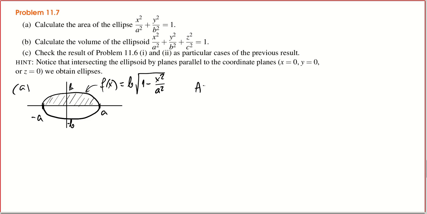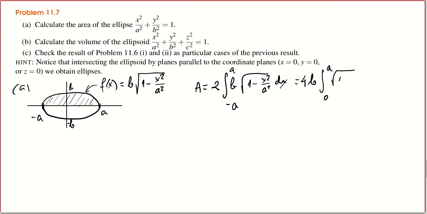So the area of the ellipse is 2 times the integral from minus a to a of this function, which is b, the square root of 1 minus x squared divided by a squared dx. Okay, so that is 2b. And here we have a symmetric interval and an even function, so we multiply this by 2. So instead of 2, we'll write here 4. And then what we have is the integral from 0 to a of the square root of 1 minus x squared over a squared dx.